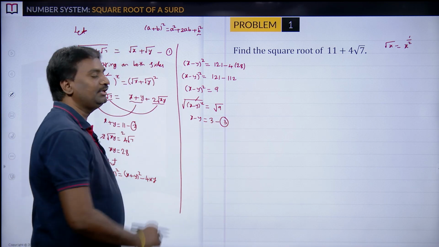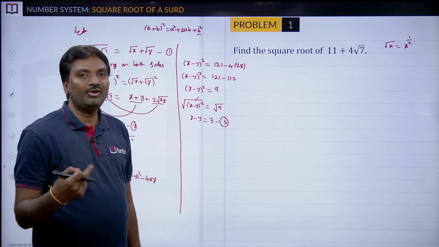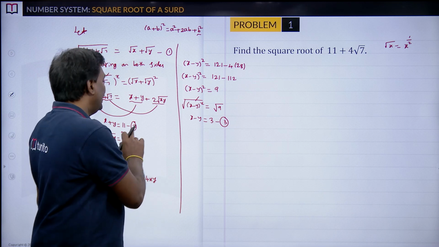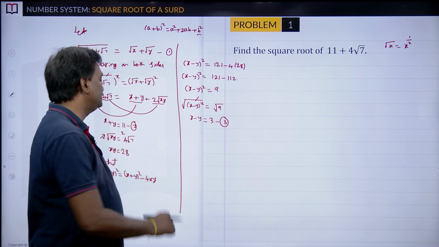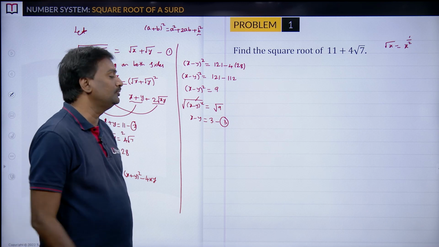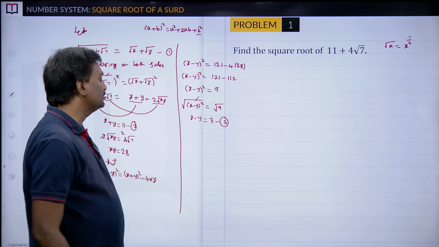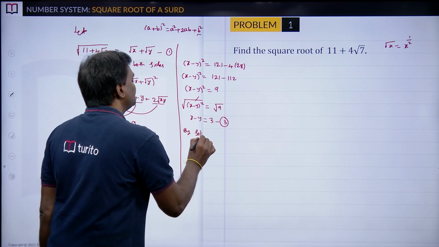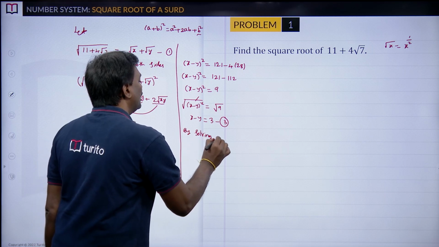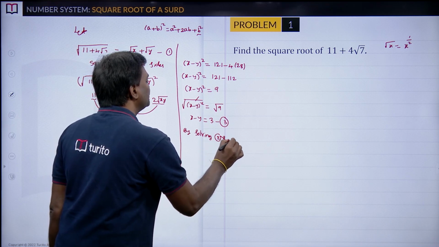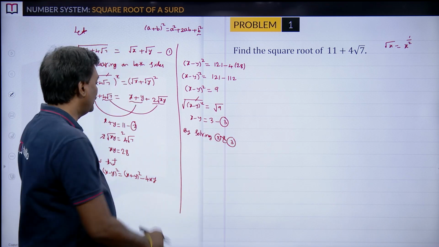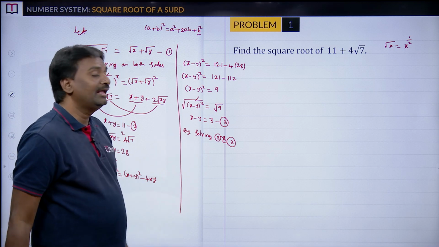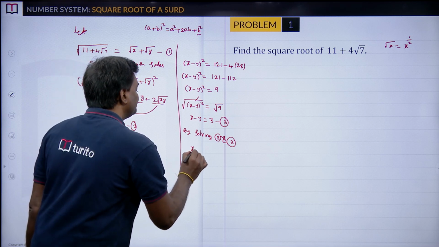Now by solving the equations 2 and 3, what do we have to find? The values of x and y. To get the values of x and y, let us solve equations 2 and 3. What is equation 2? x plus y equal to 11. And what is equation 3? x minus y equal to 3.